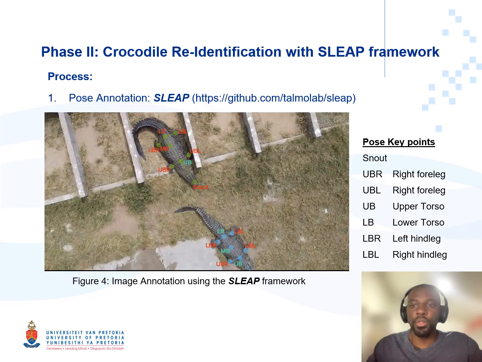To achieve pose estimation for our study, we adopted the SLEAP framework, which is an open source, deep learning based framework for multi animal pose estimation and tracking. The first step in the process is pose annotation, for which we are using the SLEAP framework GUI. This image shows how we use SLEAP to annotate key points on the crocodile's body, such as the legs, the torso, and the snout, etc.